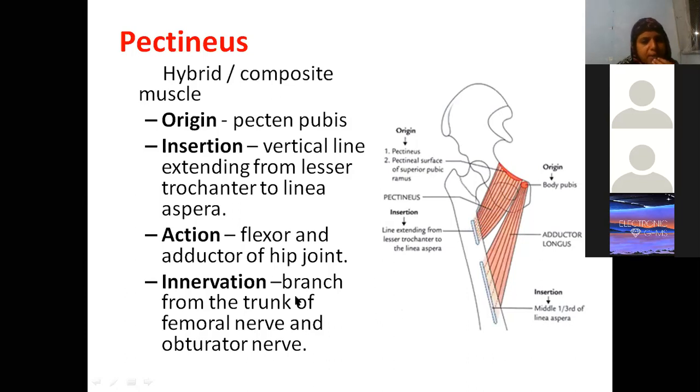And it is supplied, see, this is present in the floor of the femoral triangle, which means it is present in the anterior compartment. Now we are studying it under the adductor or medial compartment. That means it receives supply from the femoral nerve and also the obturator nerve. That's the reason you call it a hybrid or composite muscle. So two muscles we saw in today's class which are hybrid muscles: one is pectineus and the other is adductor magnus.